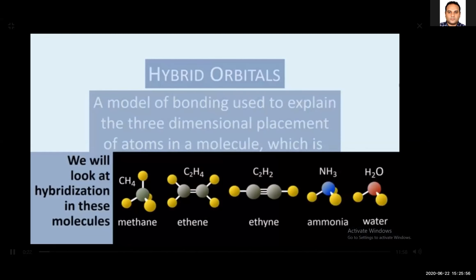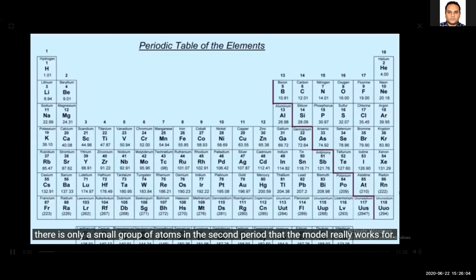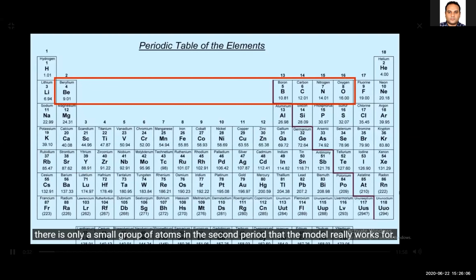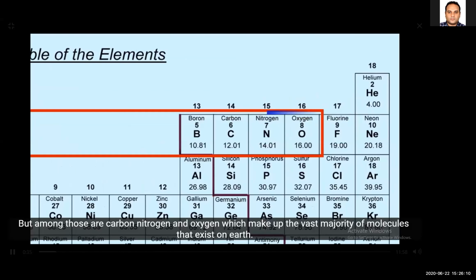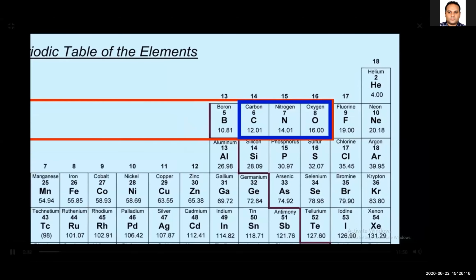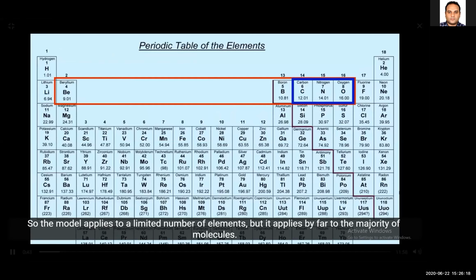In this video, we will look at methane, ethene, ethyne, ammonia, and water as our models for hybridization. There is only a small group of atoms in the second period that the model really works for, but among those are carbon, nitrogen, and oxygen, which make up the vast majority of molecules that exist on Earth. So the model applies to a limited number of elements, but it applies by far to the majority of molecules.